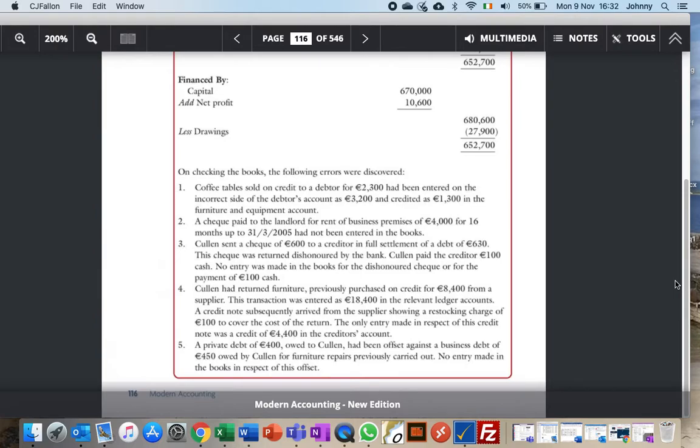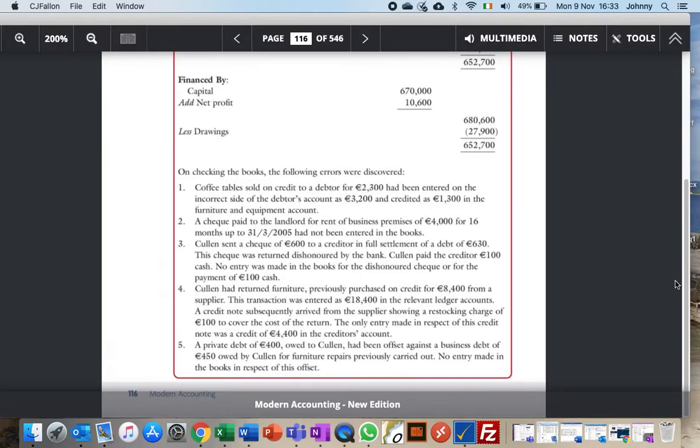Next, check paid to landlord for rent of business premises, £4,000 for 16 months, and not entered in the books. So I have to have a credit in bank of £4,000. Now this question, there was a printing error. I think 16 months should have read 15 months. But anyway, we have 3 months that are prepaid into next year, and the remaining figure is going to be an expense of this year. So 3/16 of £4,000. When you work out the maths, I think it was 750.